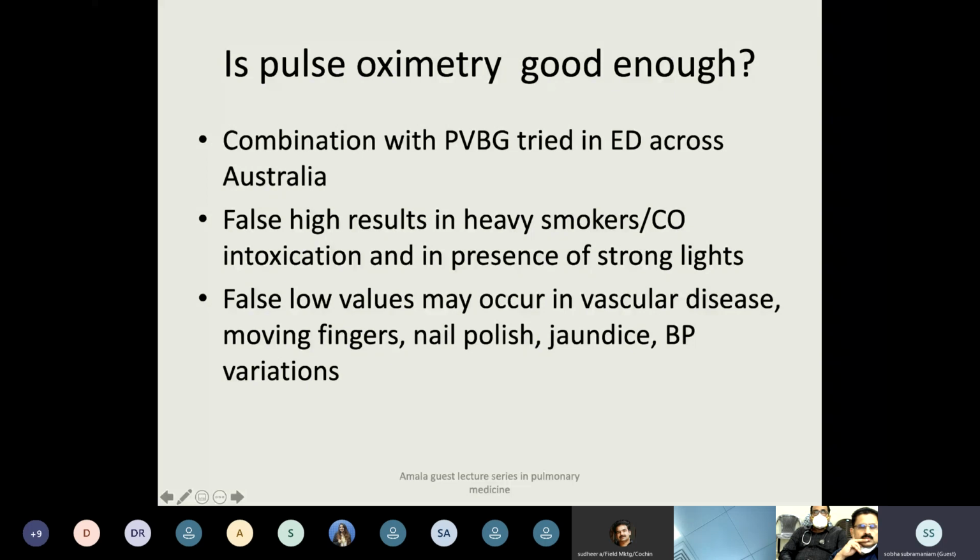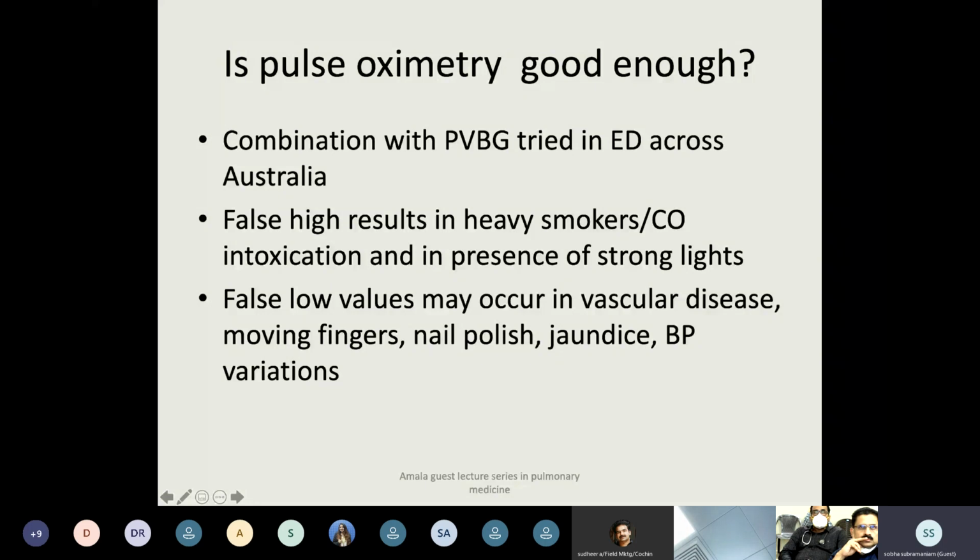Now, I think this is an era of pulse oximetry doing rounds. So I'm going to ask you, is pulse oximetry good enough? Some people have tried pulse oximetry along with peripheral venous blood gases, and it has been tried in the emergency department across Australia, and they find it very useful, at least to some extent.